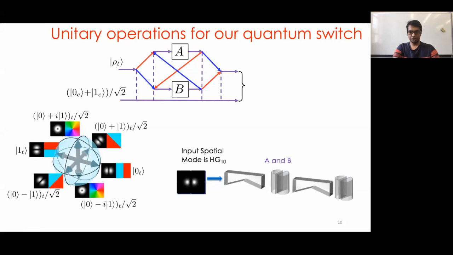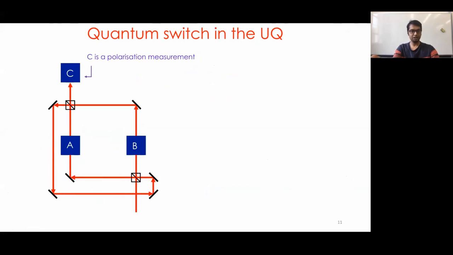Okay, we are ready with our ingredients, and this is the circuit diagram of our quantum switch. These two small cubes are polarizing beam splitters. They work in such a way that horizontally polarized light transmits through the cube, and vertically polarized light gets reflected through this interface. You can also see this operation C here at the output. In our experiment, it's basically a measurement of polarization at the output.